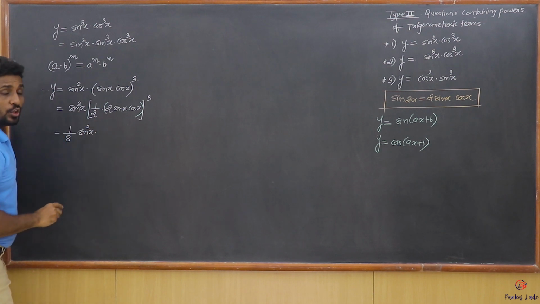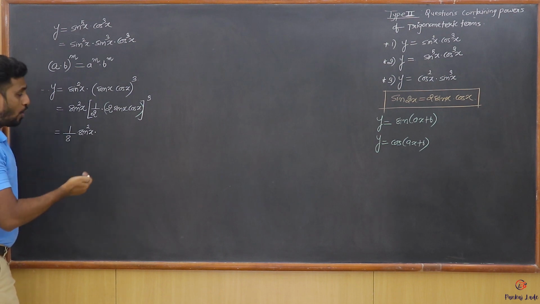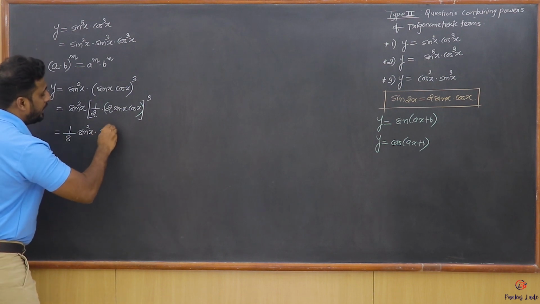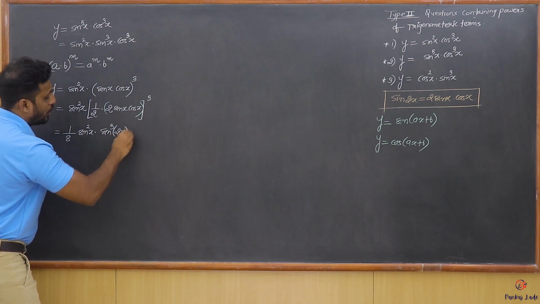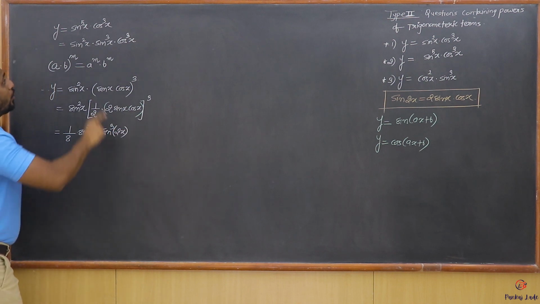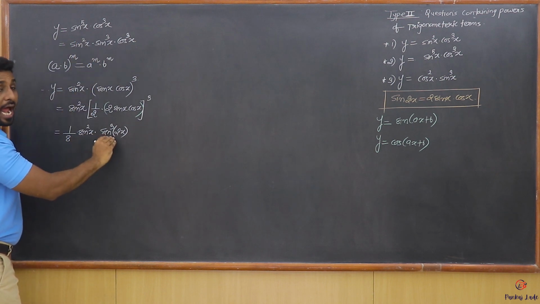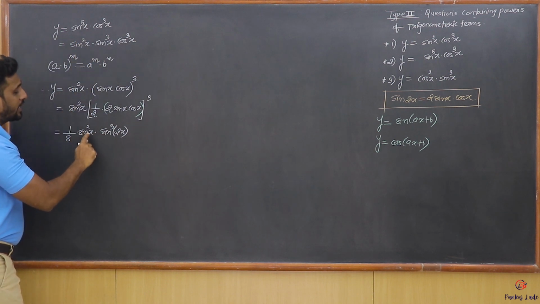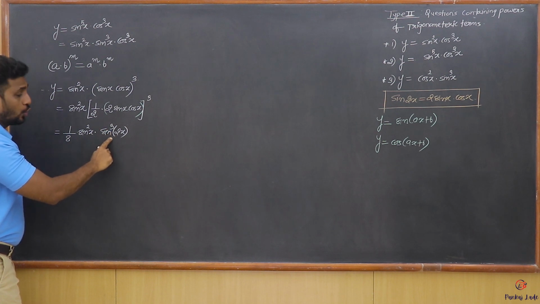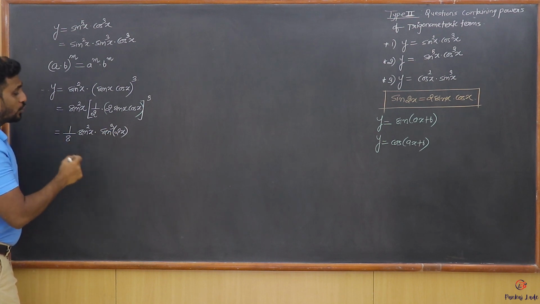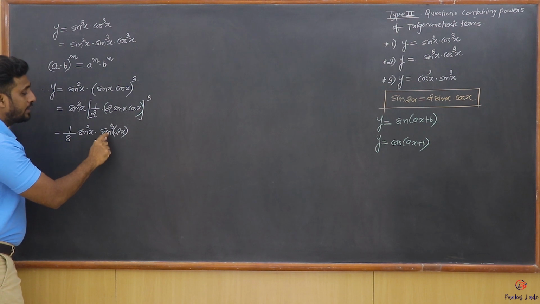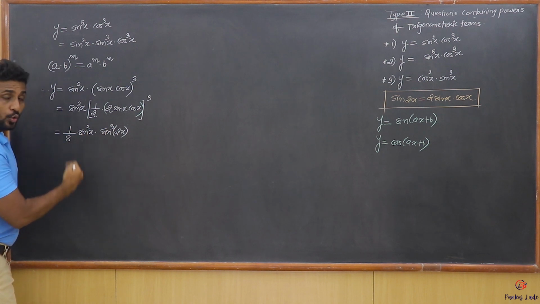And this 2 sine x cos x has become sine 2x, and the cube of it, so I get sine cube 2x, isn't it? So now you can see that the power 5 and cube has reduced to square and cube, and the angle has changed. There is sine square x and then there is sine cube 2x. Now the next step is going to be changing this sine cube and sine square again to lower powers.